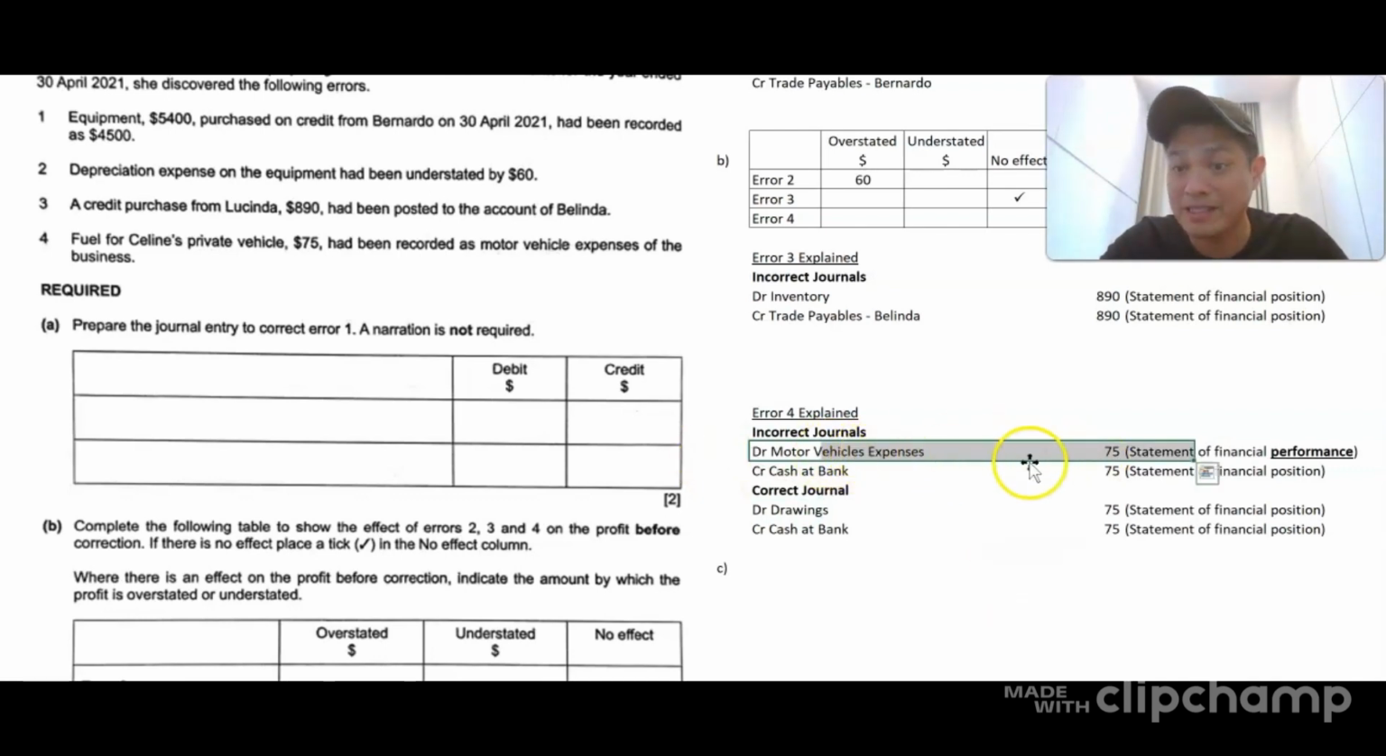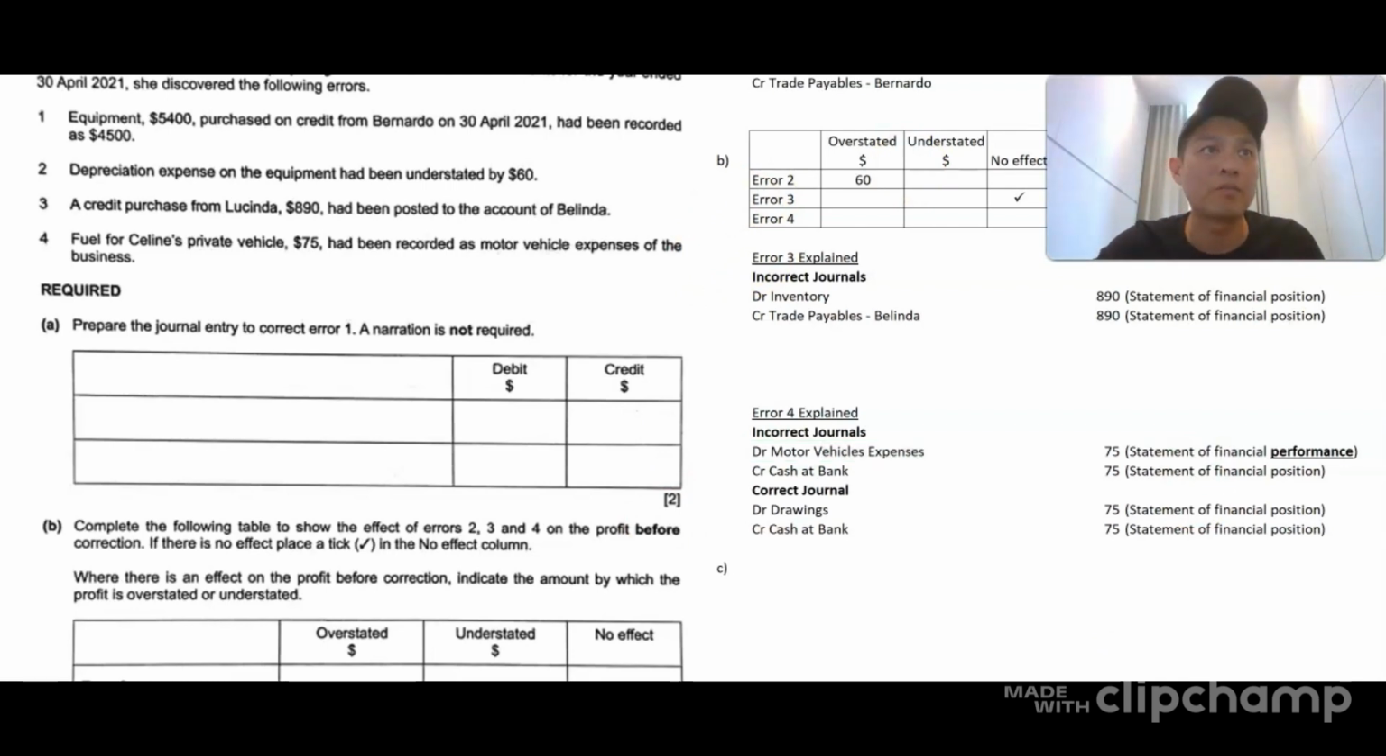And motor vehicle expense actually impacts the statement of financial performance. So which means that if your expenses are overstated, too high, then when you calculate your profit, your profits will be too low because the expenses are overstated. Okay, so remember the profit and loss table that I showed you here.